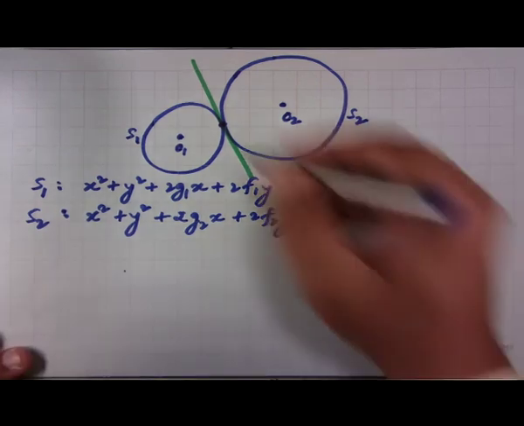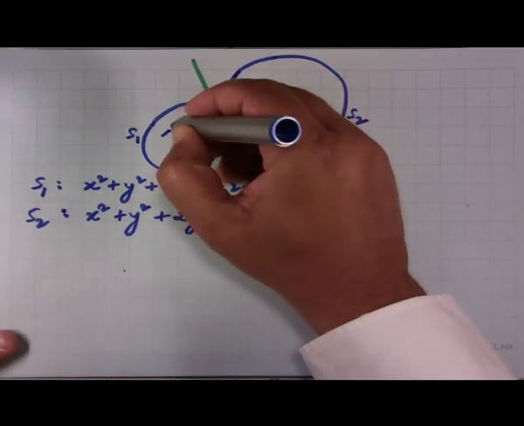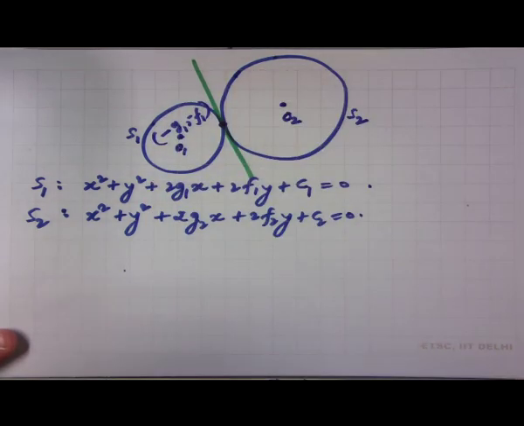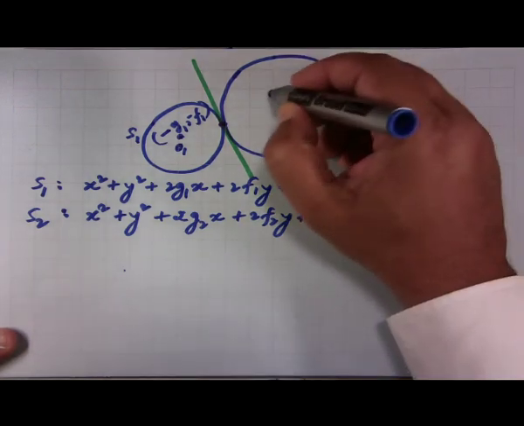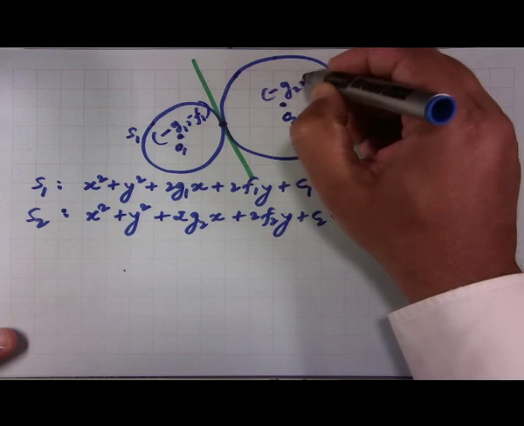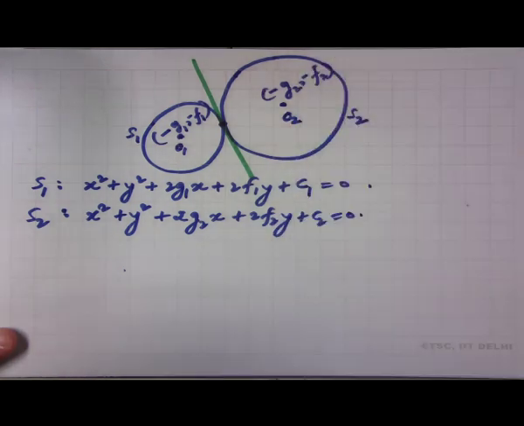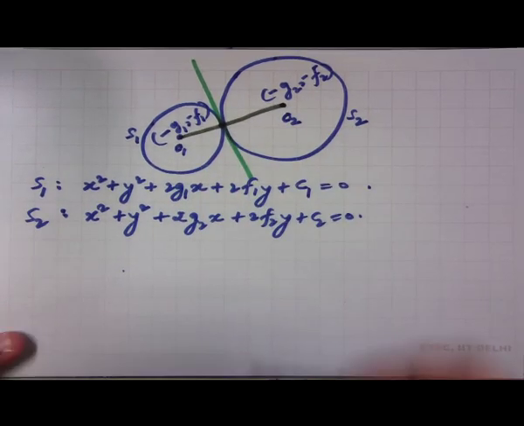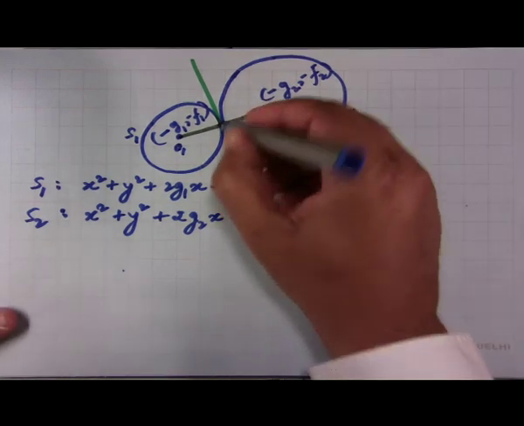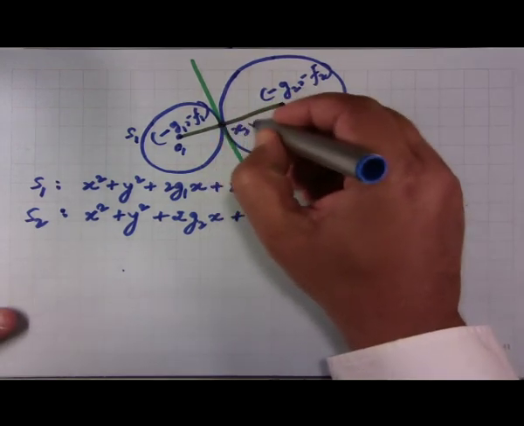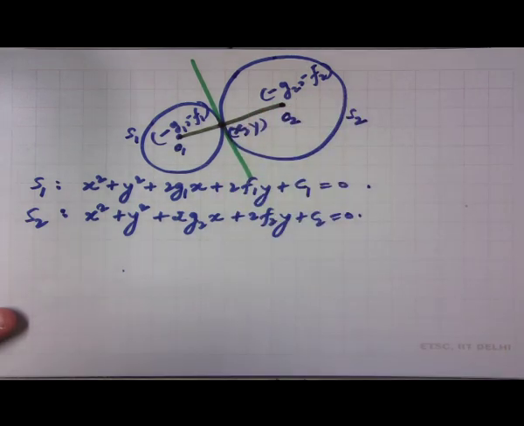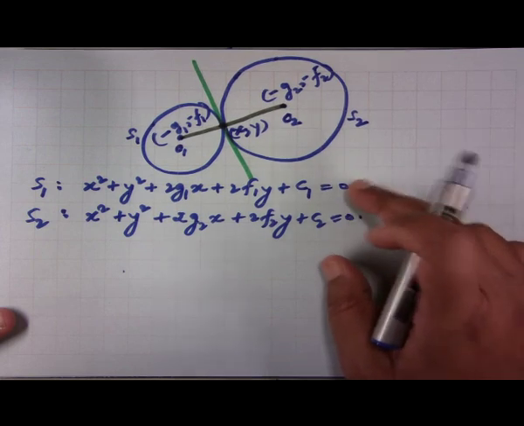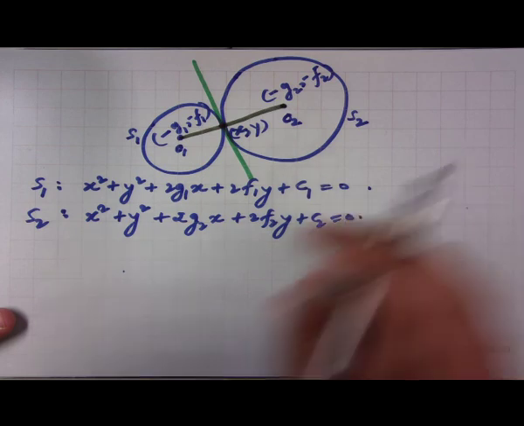So, obviously, the centers of these two circles are (-g1, -f1) for the first circle with center O1, and the center O2 for the second circle is (-g2, -f2), and this is the straight line joining the two centers. Let the coordinates of this point of contact be (x, y). Then it is clear that this (x, y) satisfies both these equations.